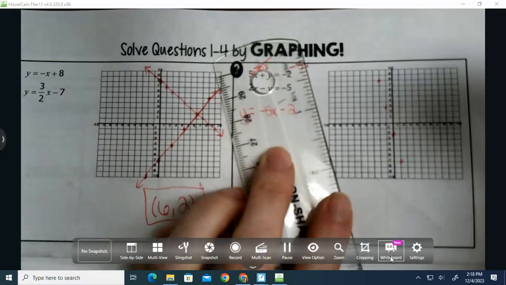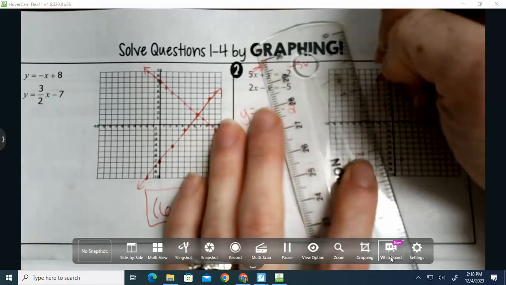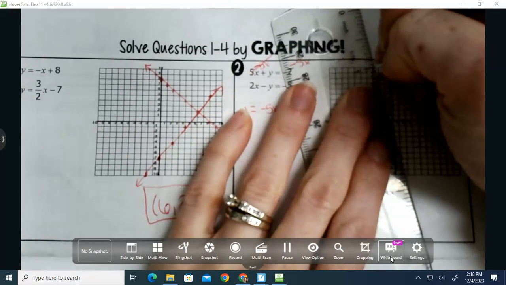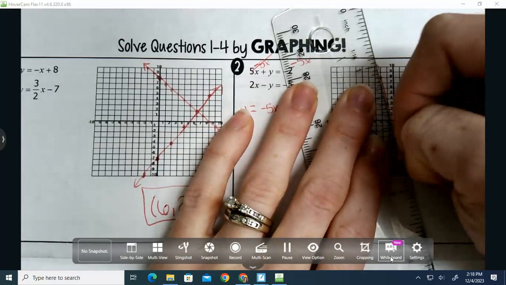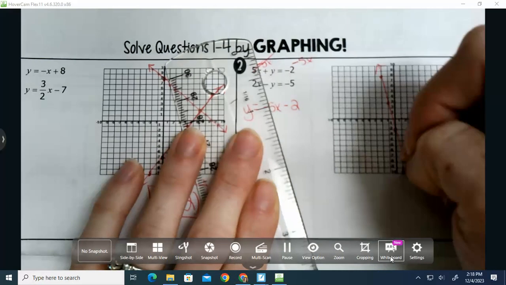More points can be helpful in these. I know you don't have a ruler, but we're only doing one problem by graphing, so surely you can do your best for one problem.